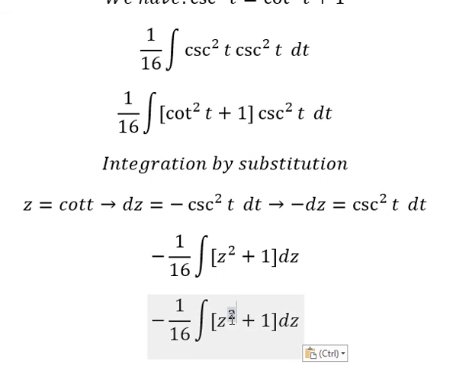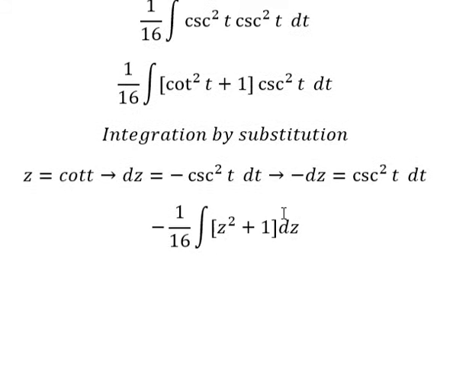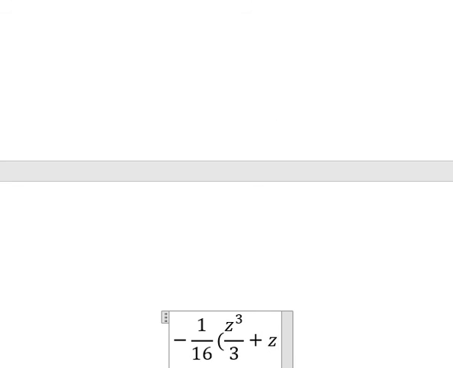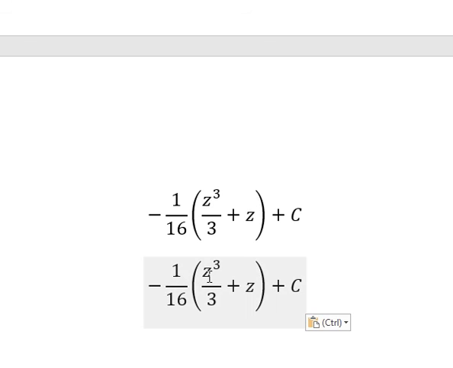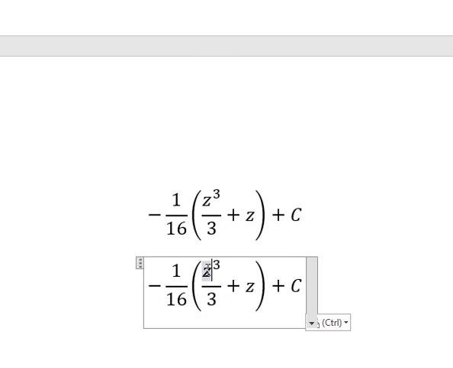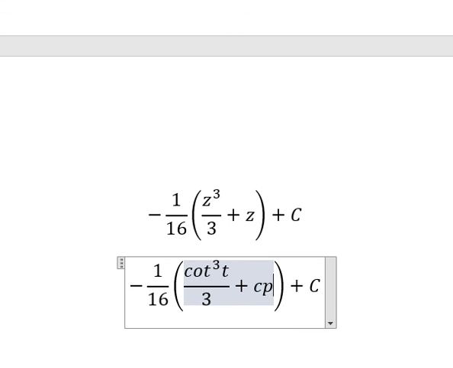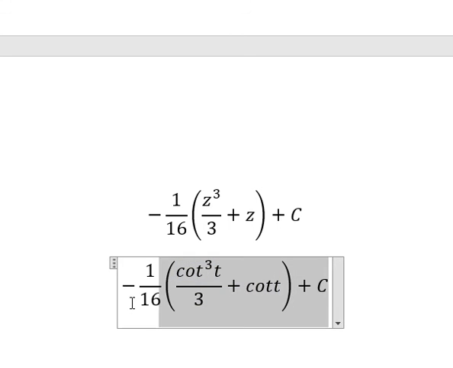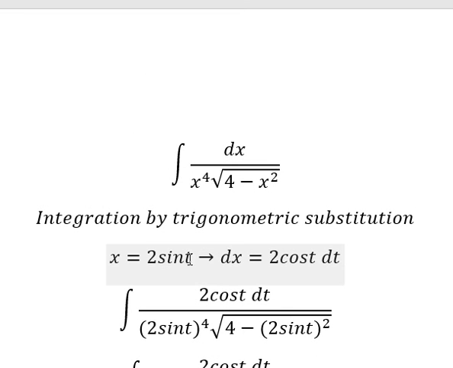So the integration of z square, we have z to the power of 3 over 3. And number 1, that is z. And z, that is cosine t. About t, that is about this one.